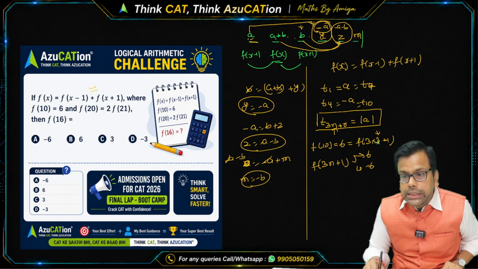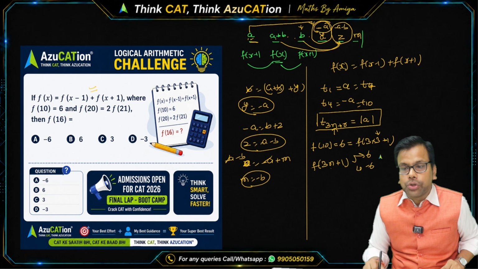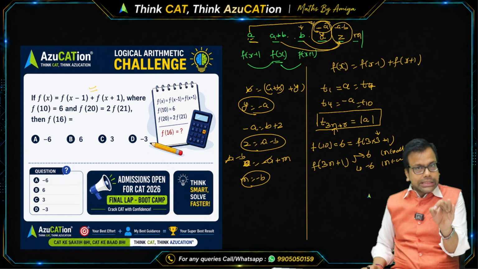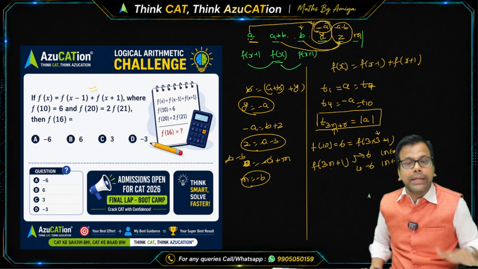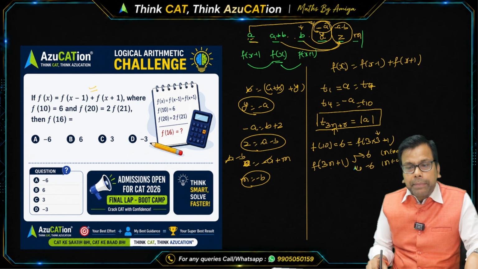Here the quotient is odd. If n is odd, it will give 6. But when n is even, it will give minus 6. This is the outcome of our cyclic function f(x) equal to f(x-1) plus f(x+1). If we remember this, we can build it very easily. We only need to know this much.